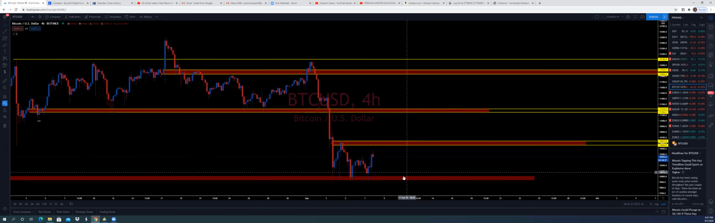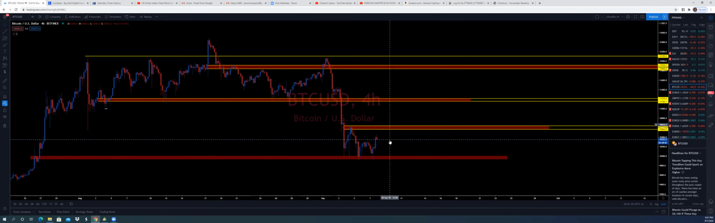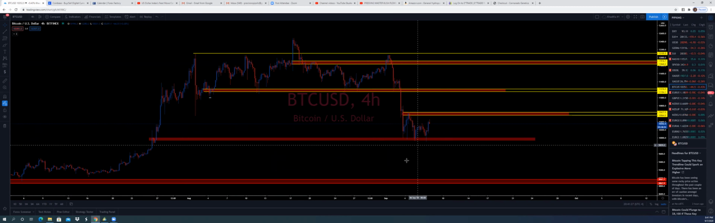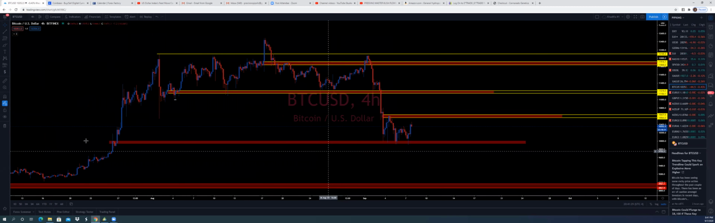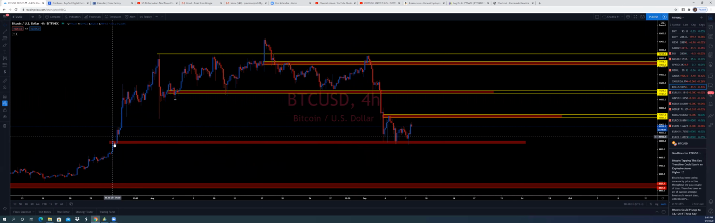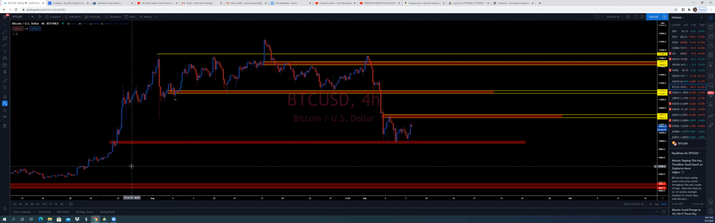Let's take a look at Bitcoin. Bitcoin gave us a good dip last week, came back down to retest this price structure here at about 10,099.